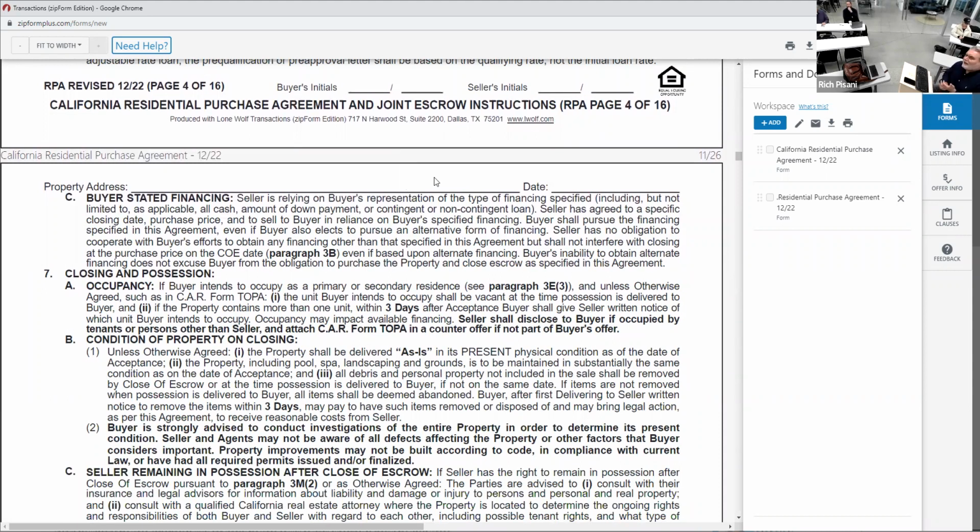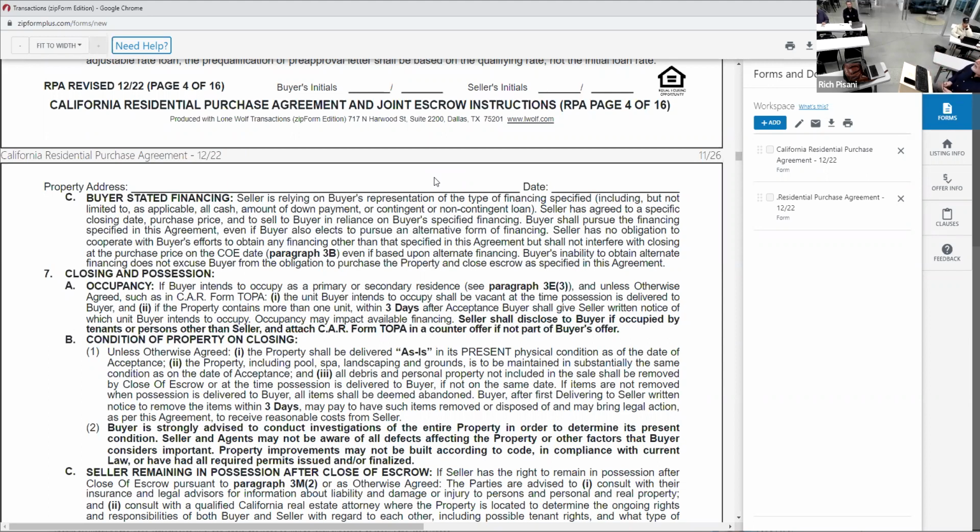So seller is relying on buyer's representation of the type of financing specified. So all cash, even the amount of the down payment. You know, seller has agreed to a specific closing date, purchase price, and to sell the buyer in reliance on the buyer's specified financing. Buyer shall pursue the financing specified in the agreement, even if the buyer also elects to pursue an alternative form of financing.